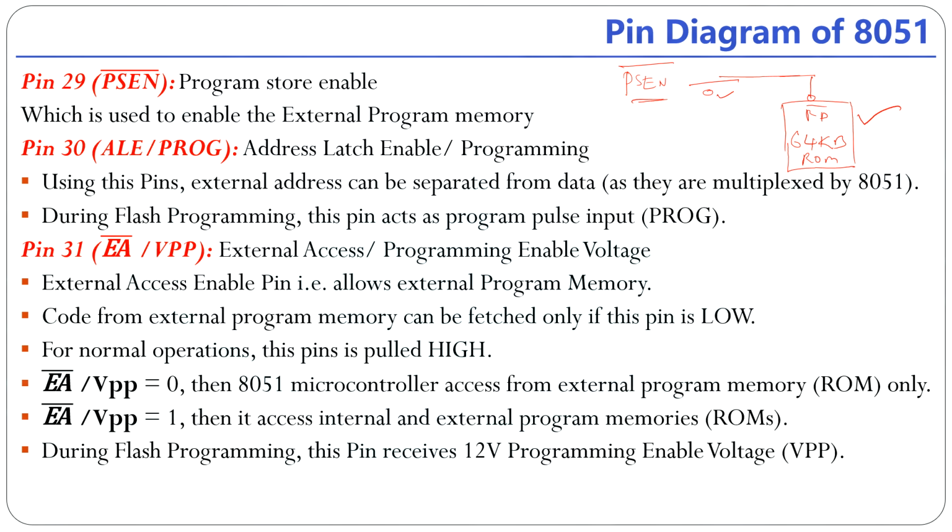So the program store enable, the name itself says program store enable. To access external data, this pin should be equal to 0. So the 8051 automatically places logic 0 on PSEN bar when it is reading the information from external program memory. Then pin number 30 is acting as ALE as well as PROG.